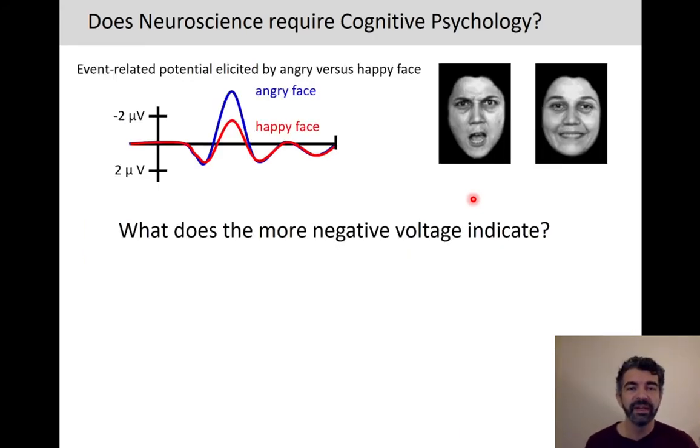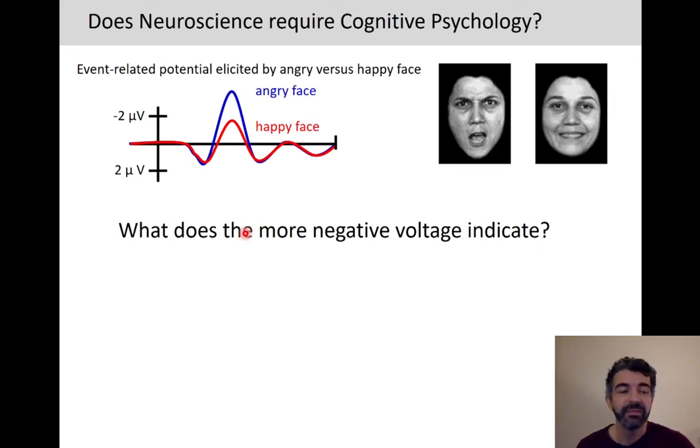So, for example, imagine you present these 2 stimuli to participants, and then you see a difference in the EEG signal that is a response to these 2 stimuli. Here the angry face has a larger negativity than the happy face for this given time window here. So what does this more negative voltage indicate?